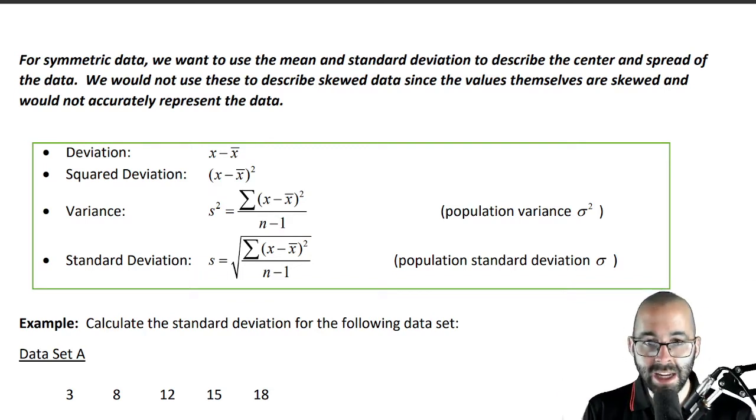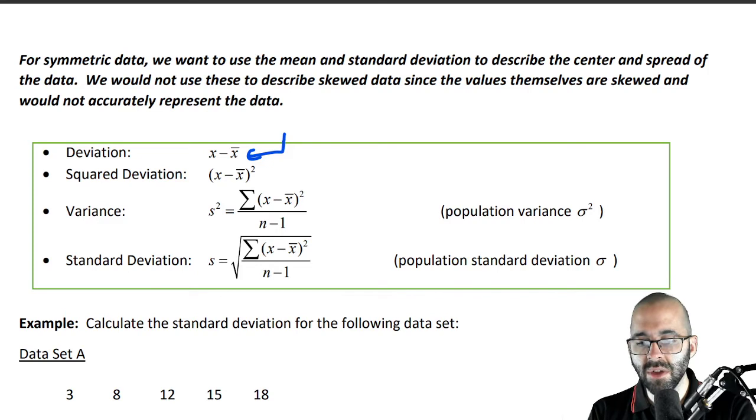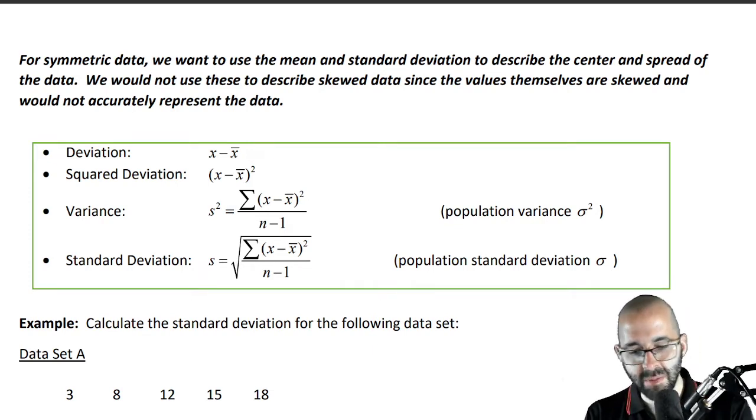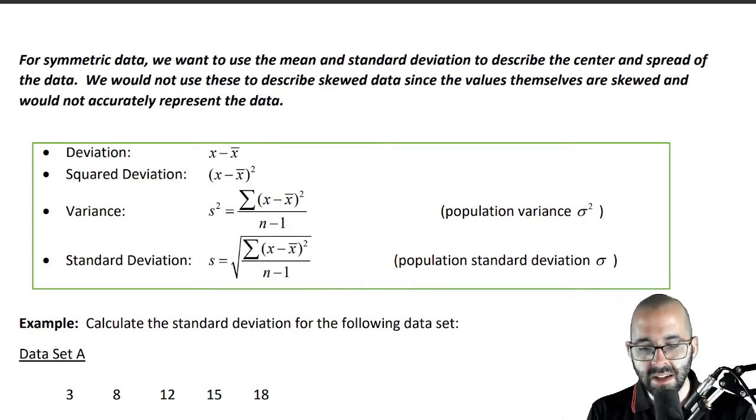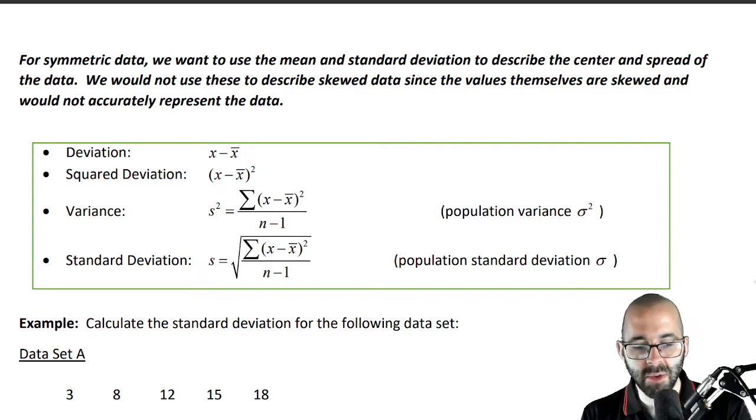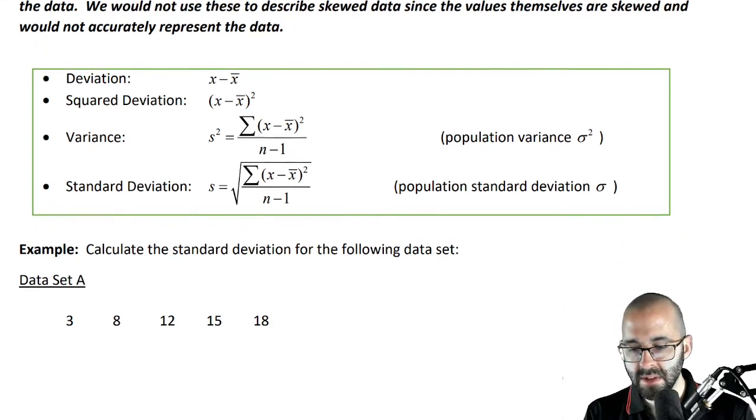So again, to recap what we did: first, we found all the deviations, how far each individual thing was from the mean. And then we squared it to make it positive. Then we add it all up and divide by n minus 1. That's the variance, and then we square rooted it, and that gave the standard deviation. Okay, so this is just summarizing what we did on the last page.